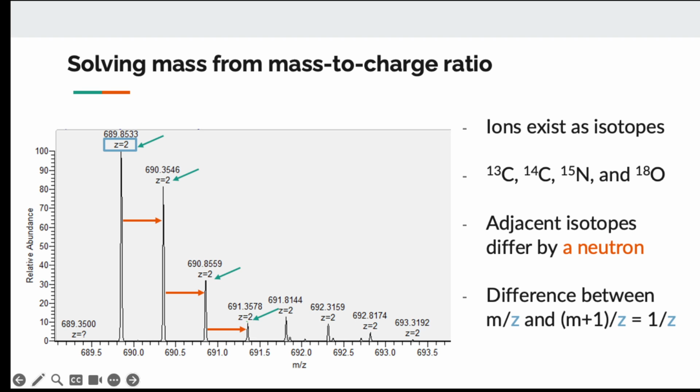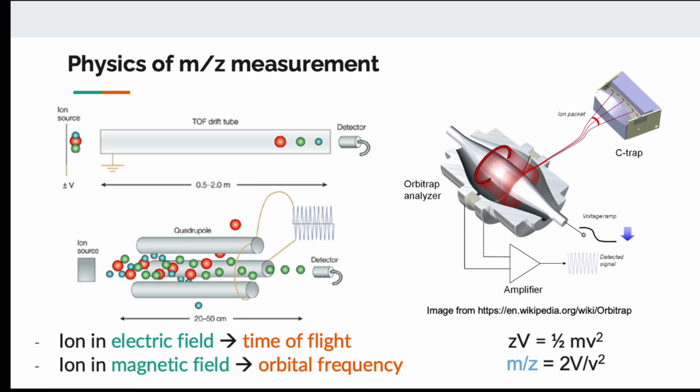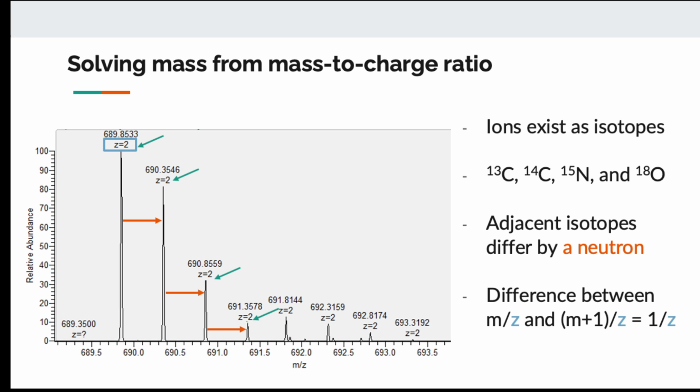So combining these properties of organic compounds with the physics of the movement of ions in electric or magnetic fields, together we can solve for the mass. So this is the underlying principle behind mass spectrometry, how we can solve for the mass of any compounds or molecules that we put inside. Okay.